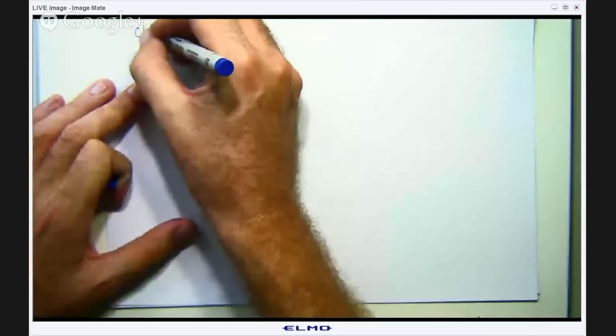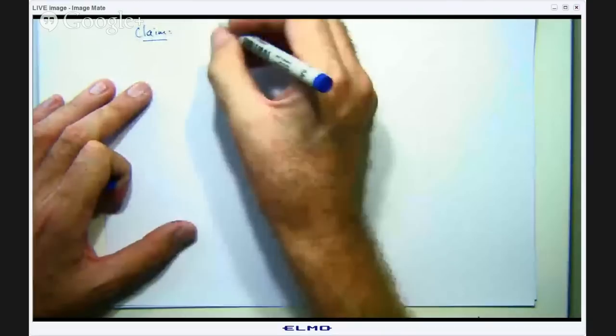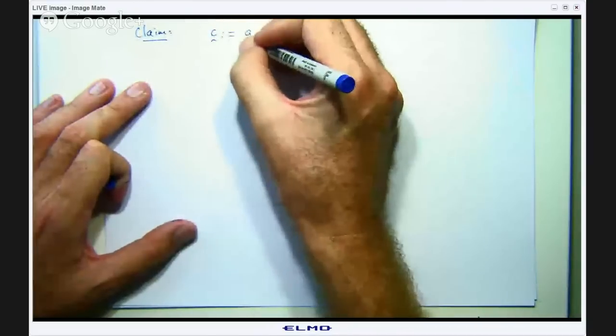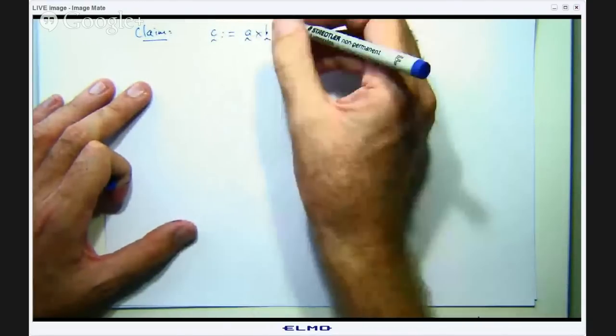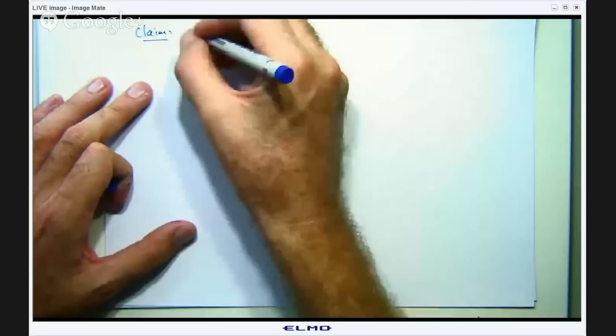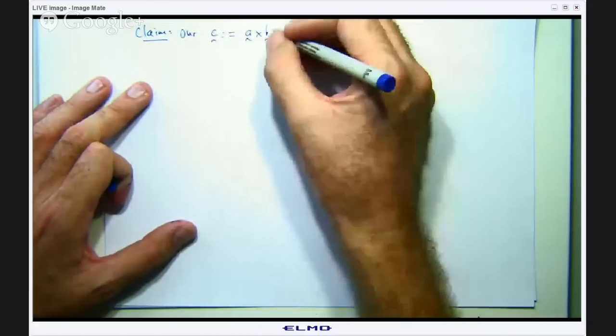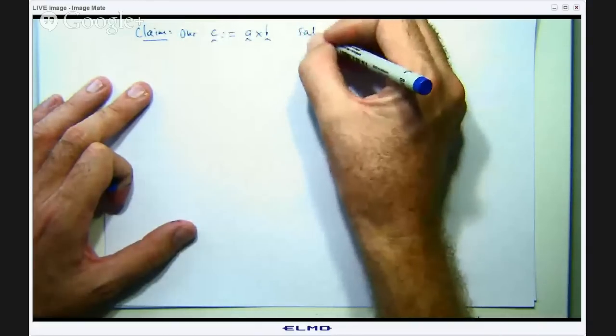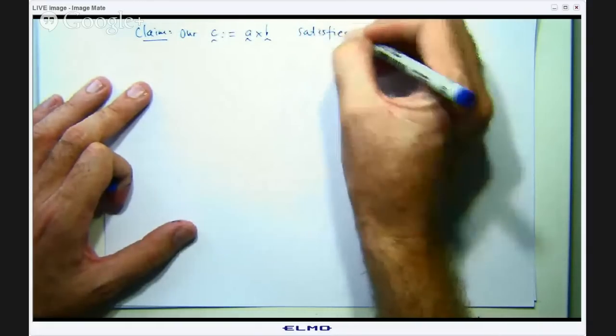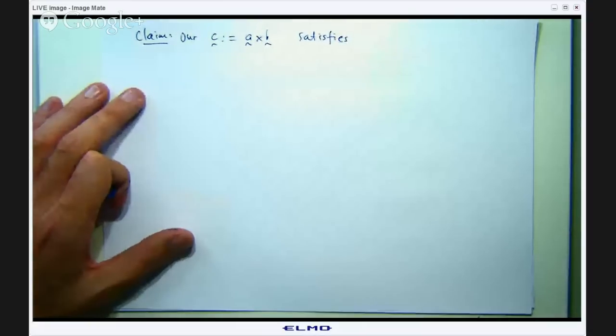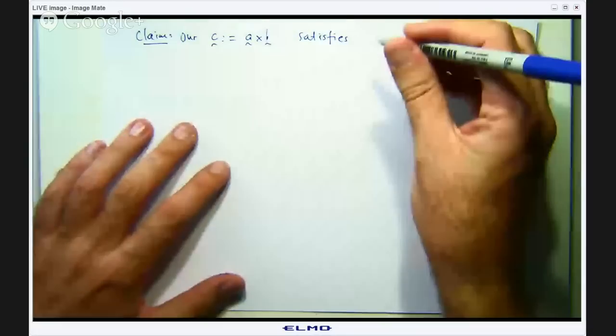So the claim is, if I define the vector to be the cross product of A and B, that this cross product satisfies the following.